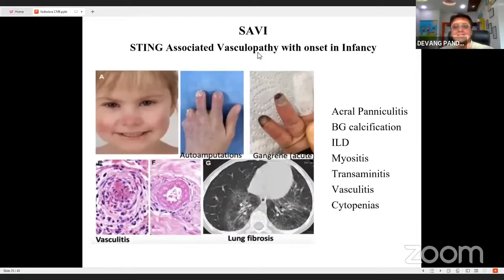Now in SAVI, which is STING-associated vasculopathy, you can see severe gangrene over the tips, interstitial lung disease, vasculitic changes, and a lupus-like rash. We can see it's a malar rash. So if you have an early onset lupus, less than 5 years of age, always think that there are some genetic reasons for this lupus. Otherwise, lupus is common after 8 years in pediatrics, and other features, as we discussed, are transaminitis and so on.